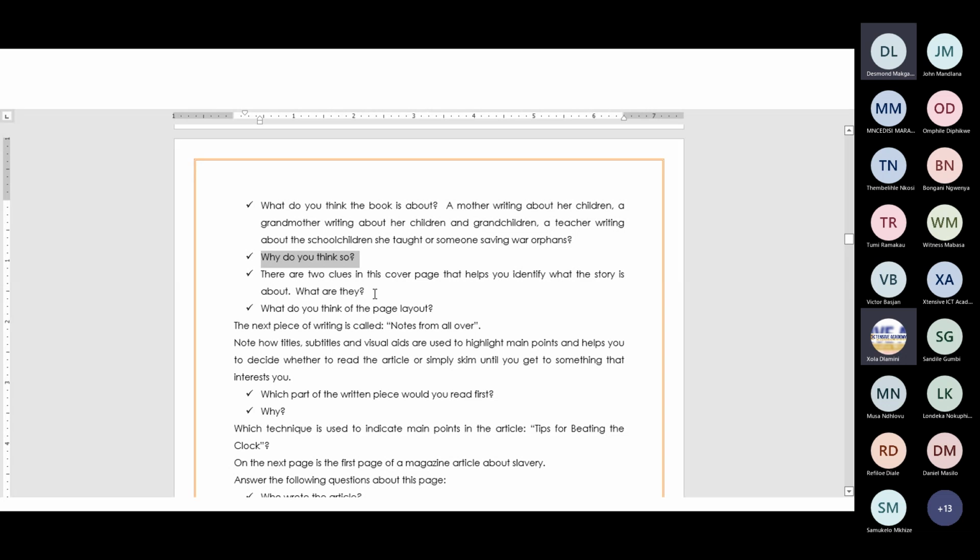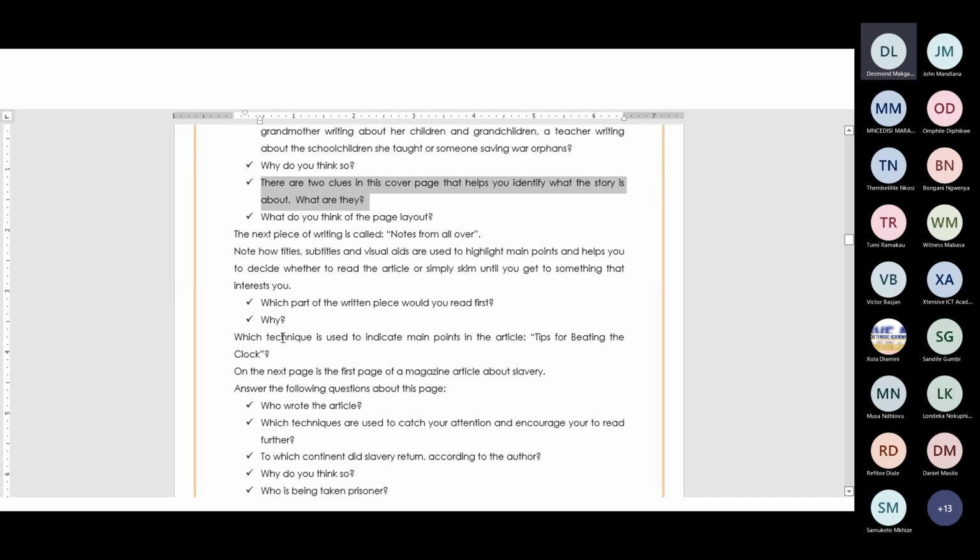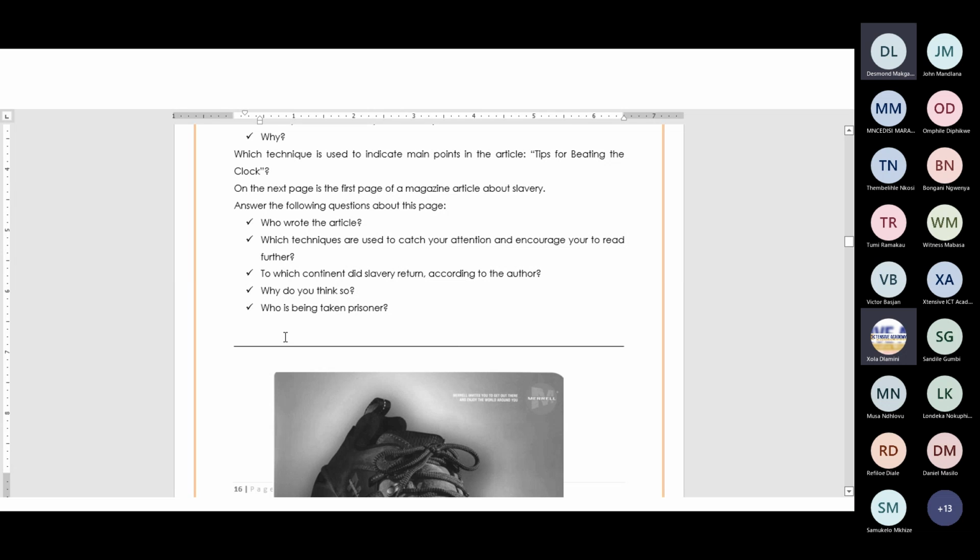Right? Then also, whatever you say will tell us there are 2 clues in this cover page. They help you identify what the story is about, and you must find those 2 clues. What do you think of the page layout? So you look at the book cover there and you give us that feedback. So this is an individual task and you go through it question by question. So you'll basically be answering these questions all the way to the end.